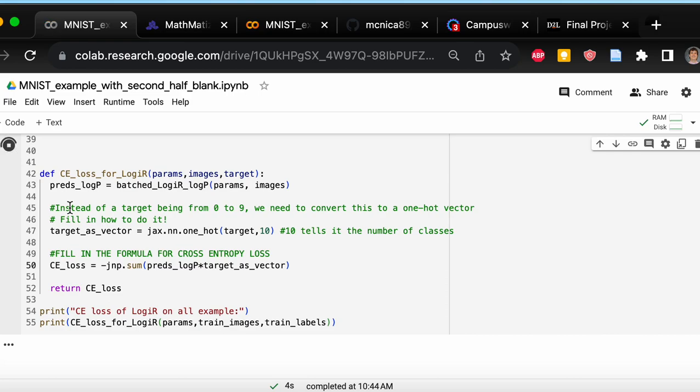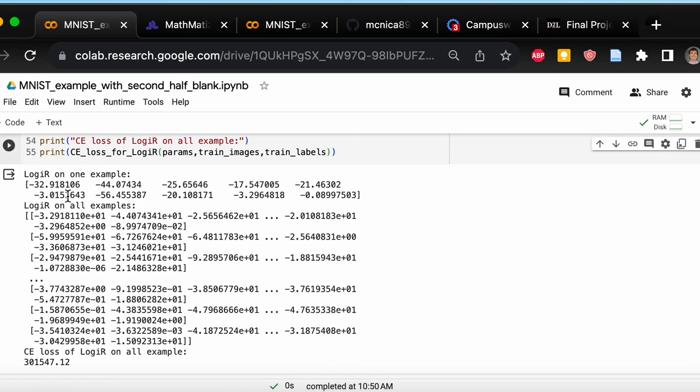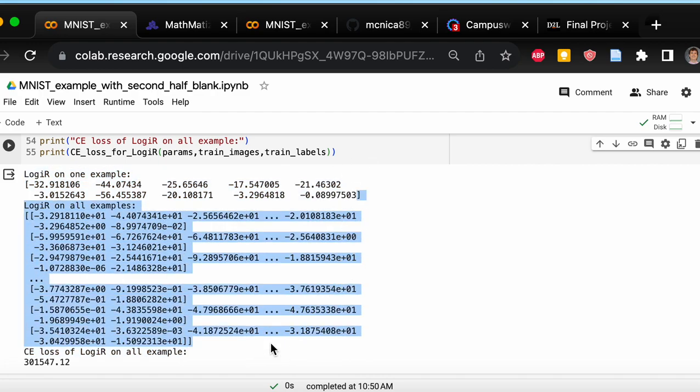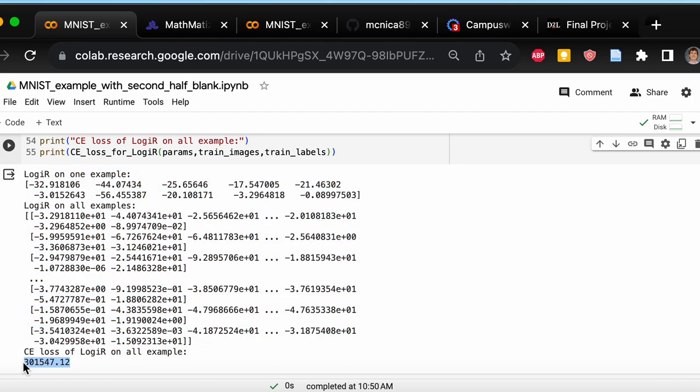Okay, so let's run this now, and now everything should be working. So here is our log probabilities for one single example. Here's the batch log probabilities on all the examples, and here is the cross entropy loss that it got, which is quite huge, 30,000 or something like that. Okay, the cross entropy loss.